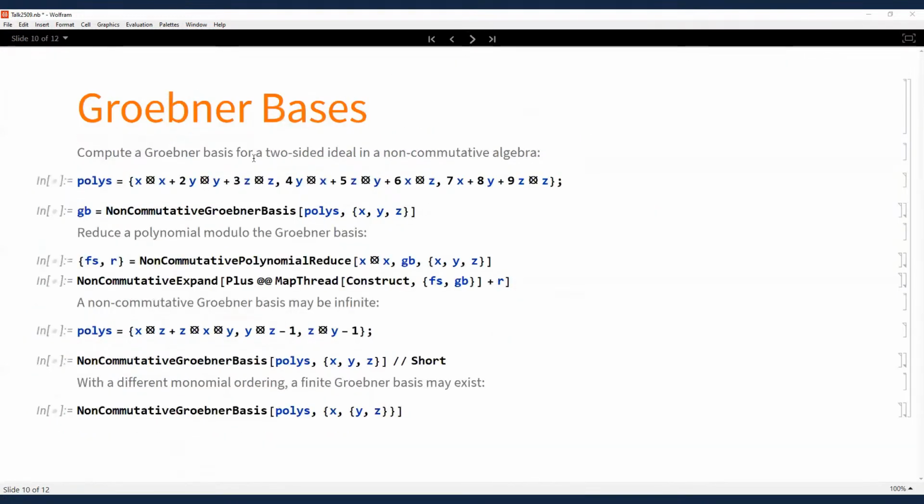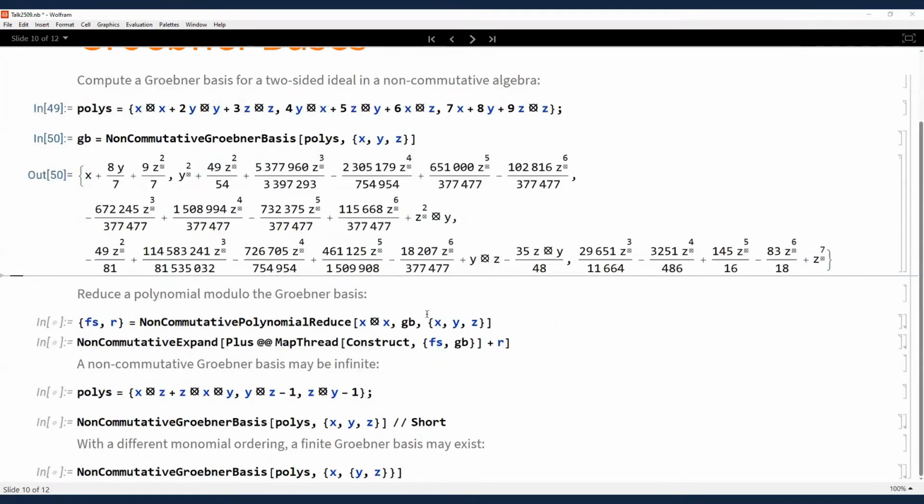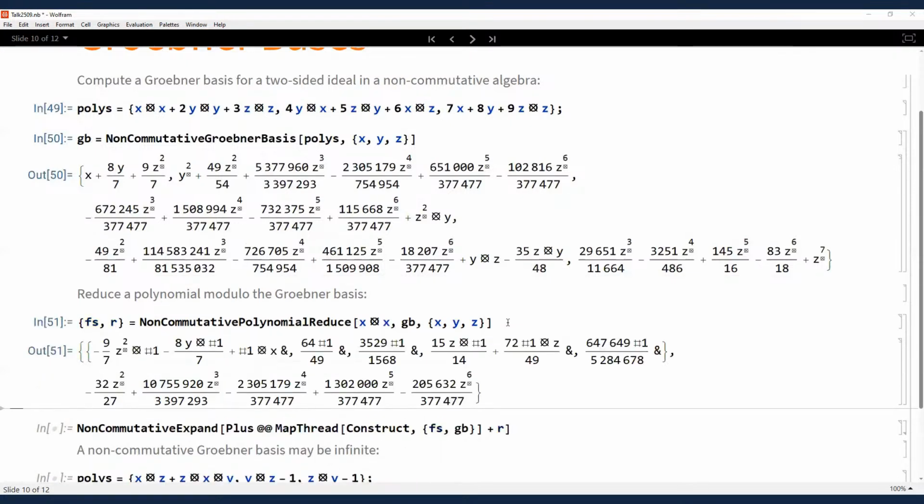So now we can talk about Gröbner basis. Let's compute a Gröbner basis of a two-sided ideal in a non-commutative algebra. So here are the polynomials that generate the ideal. And here we compute the Gröbner basis. Now we can reduce the polynomial x times x modulo this Gröbner basis. So here is non-commutative polynomial reduce.